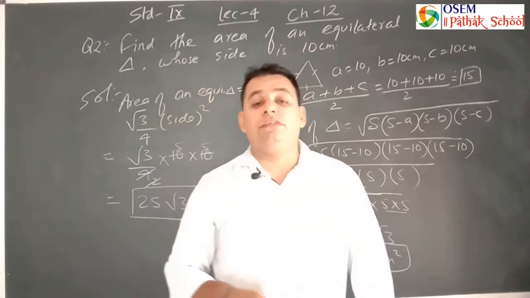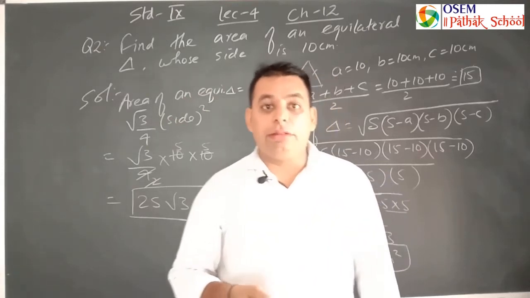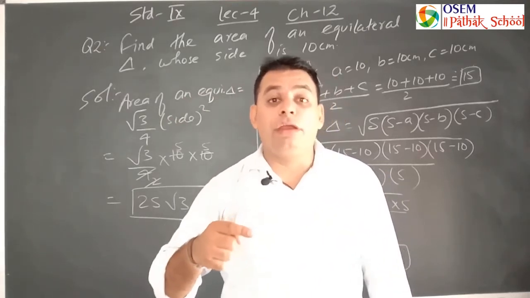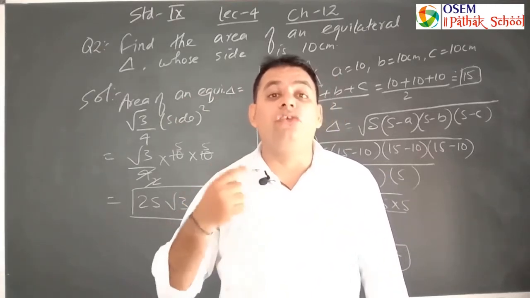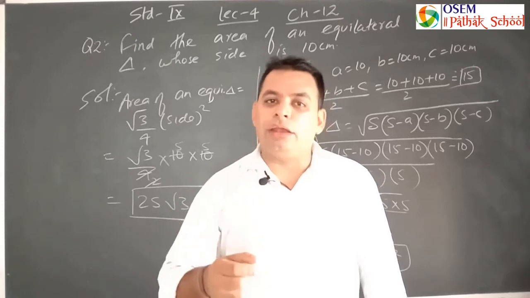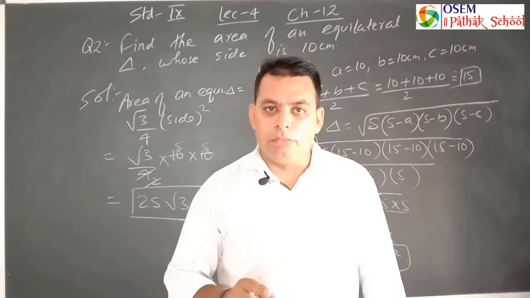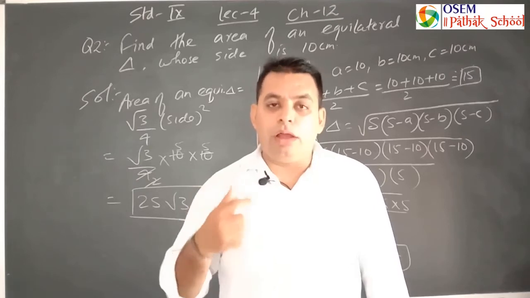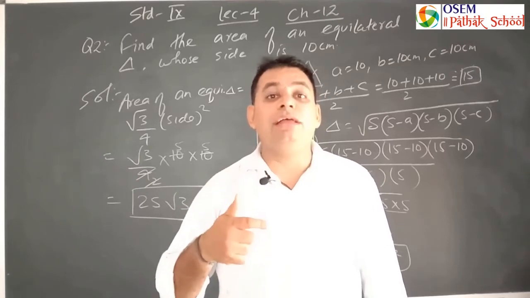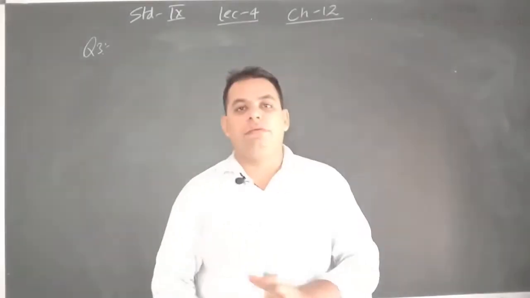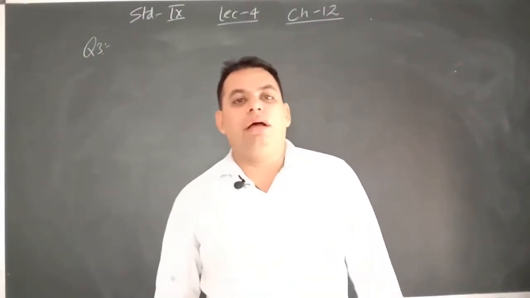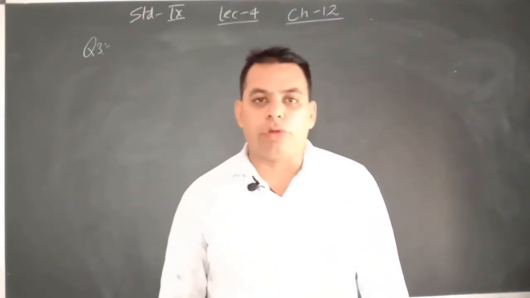Now I will make you understand about the isosceles triangle. Then I will make you understand why Heron's formula was derived. It was easy to take in, but in the case of a scalene triangle, it was very, very difficult. Okay? Now I will make you understand about the scalene triangle. Now students, I have explained to you about the right triangle and equilateral triangle.